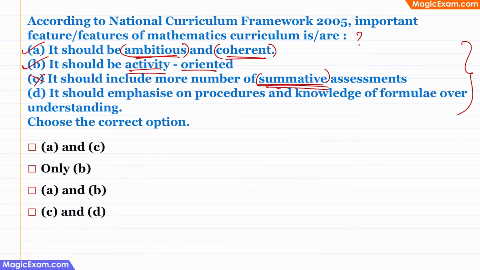Next, it should emphasize on procedures and knowledge of formulae over understanding. Now this is completely incorrect, because if there is no understanding and you emphasize procedures and knowledge of formulae over understanding, then they don't actually understand, they might actually just be able to memorize the formulae. Therefore, D is incorrect. So only A and B are correct. Therefore, option C, which says A and B, is the correct answer.